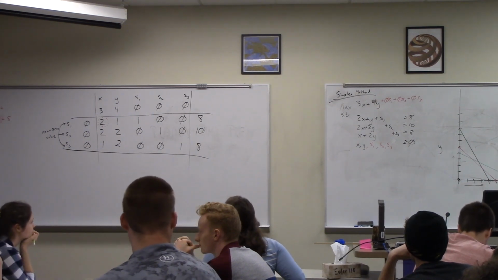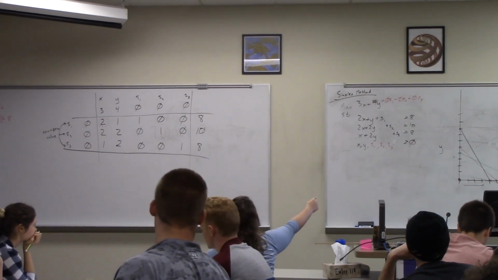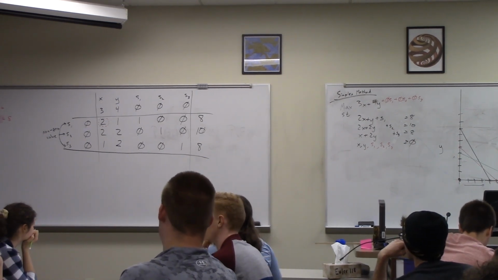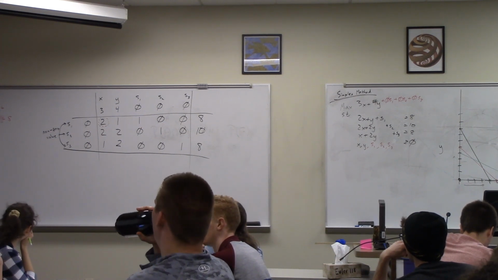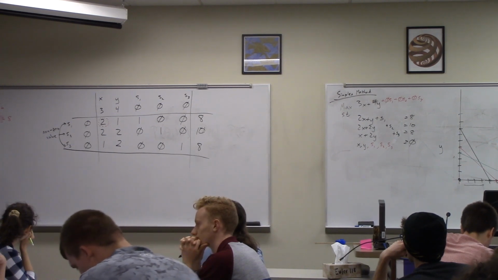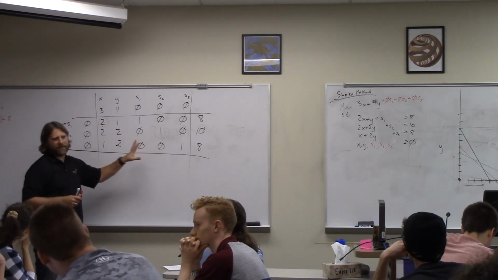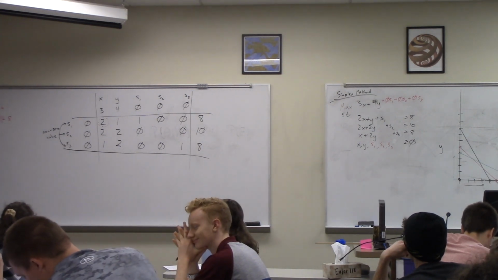Could we pick a different number, as long as it's still within the feasible region of the graphical representation? No, because then we would have more than 3 non-zero. Well, yes, you could, but it would result in a really weird basis. Okay? So we're just always going to stick with 2 non-zero.